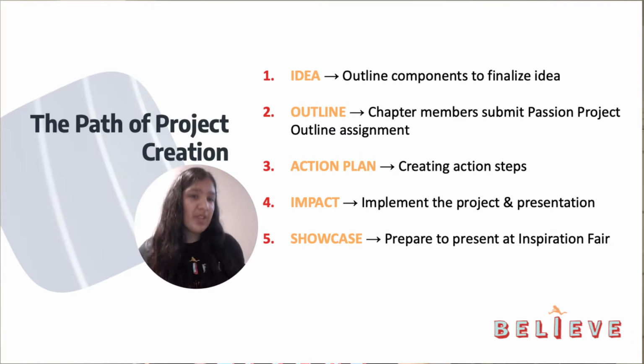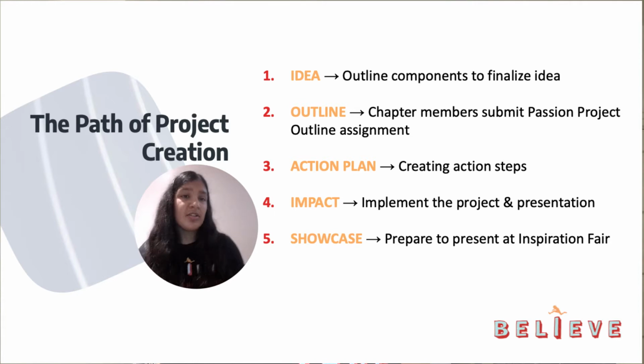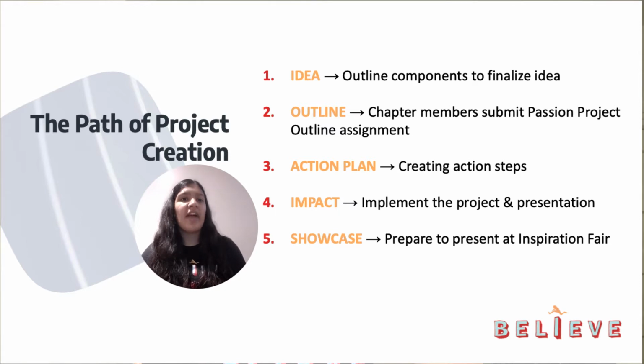Then we have step 3, which is having an action plan. This action plan will actually be included in the outline, but it's about implementing that action plan. So a student will create action steps and say, okay, I want to create art to raise money for a certain cause. Every week I'm going to create 2 pieces of art or something. So once those action steps are created, they have to be implemented.